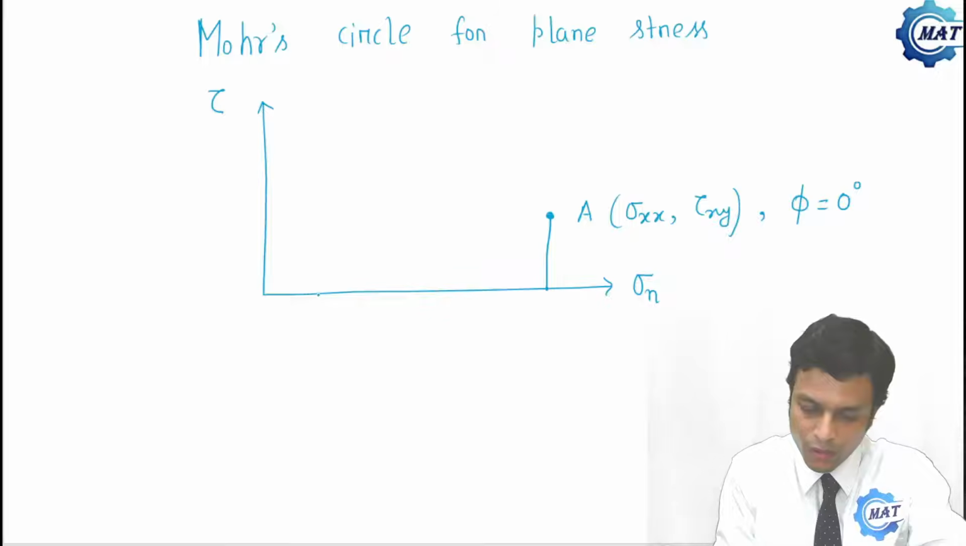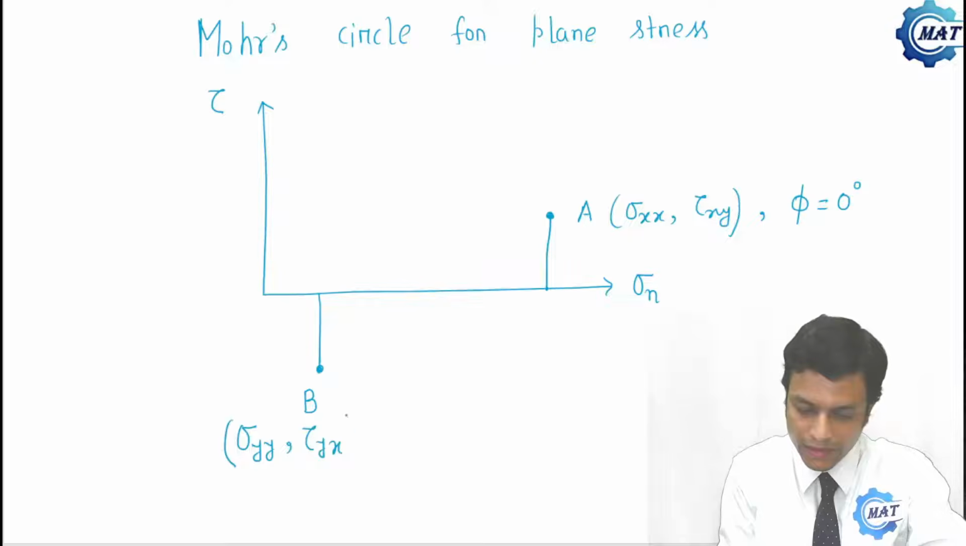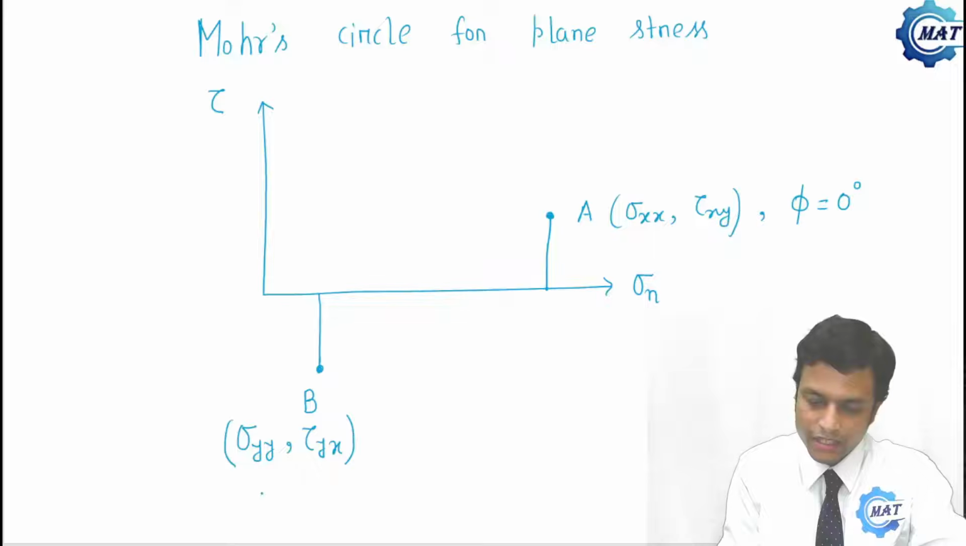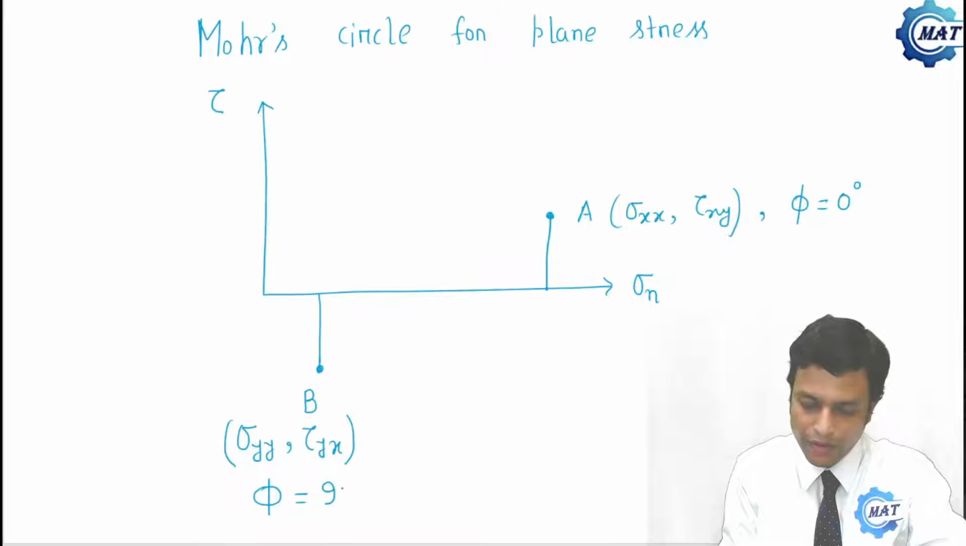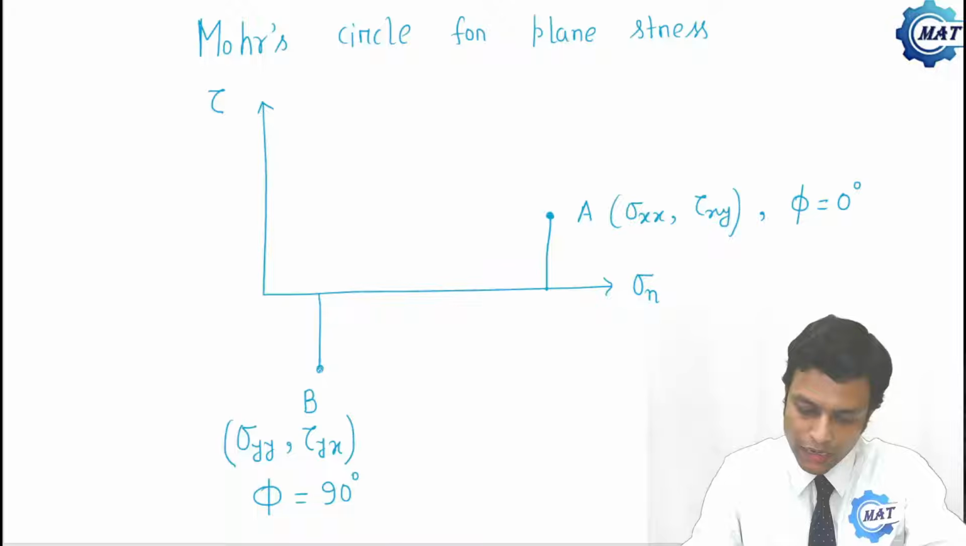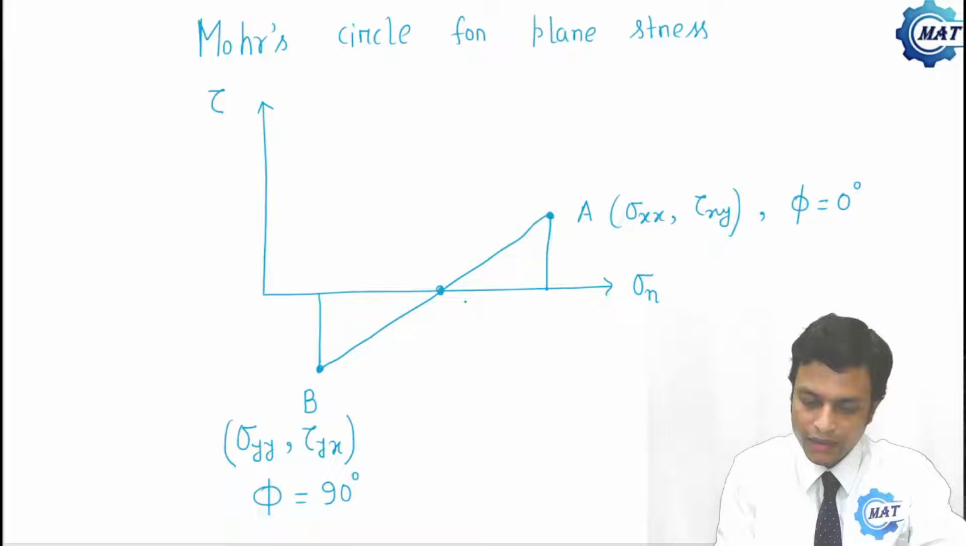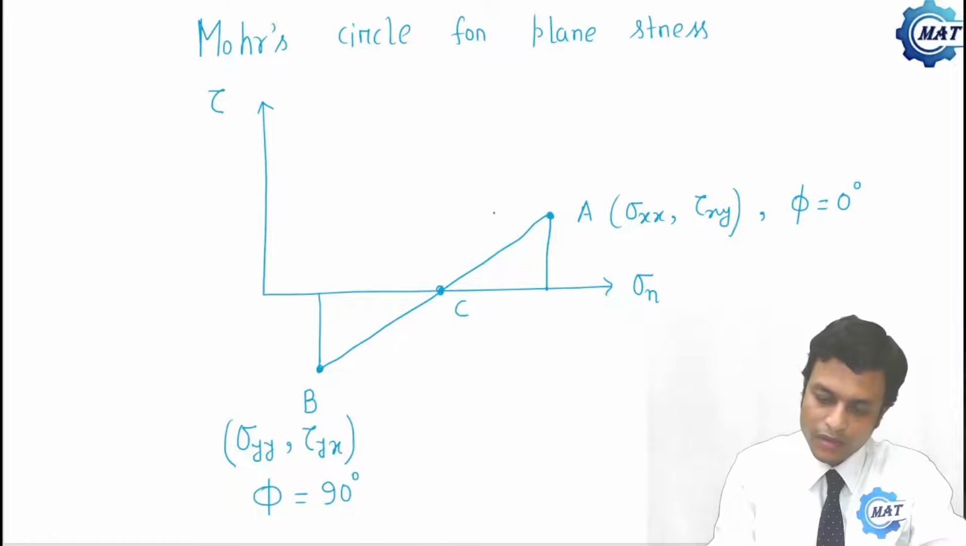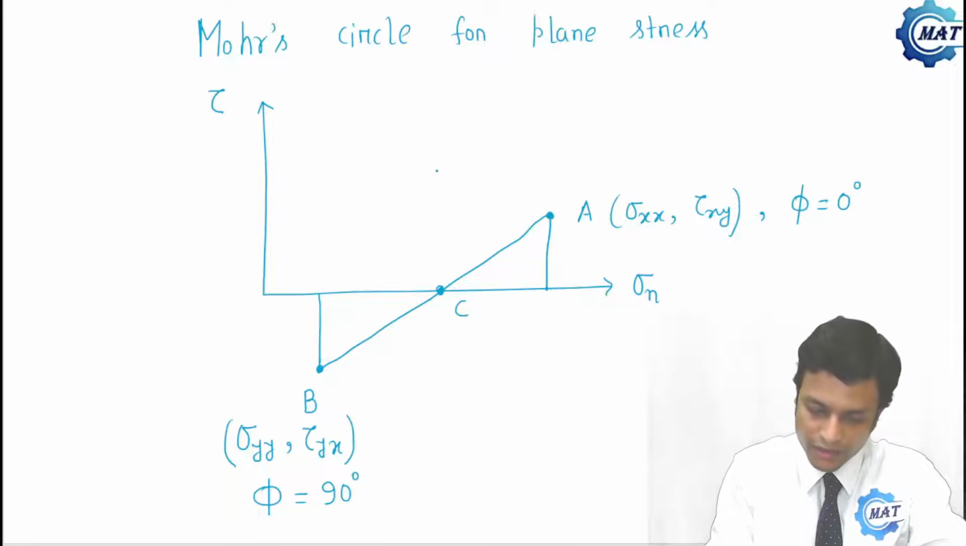Next, plot point B, and the coordinate of point B is sigma yy comma tau yx. That is, point B represents the state of stress at phi equal to 90 degree. Then join AB, and this point is C. That is the center of the Mohr circle. And now at center C and taking radius CA or CB, draw the circle.